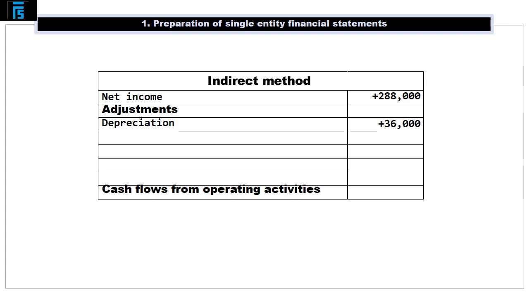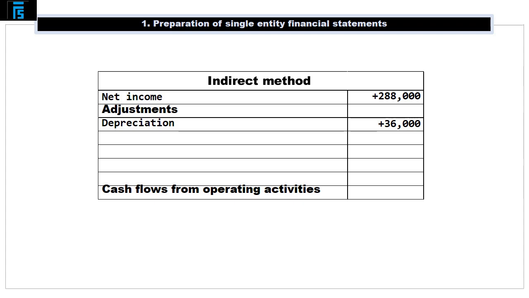To utilize the indirect method, we need to start with the reported net income of €288,000. To it, we will apply a series of standardized adjustments with the goal of arriving at the net cash flow from operating activities. The adjustment which you will typically see first relates to depreciation, which is obviously one of the expenses charged to profit or loss and therefore included in the computation of net income.